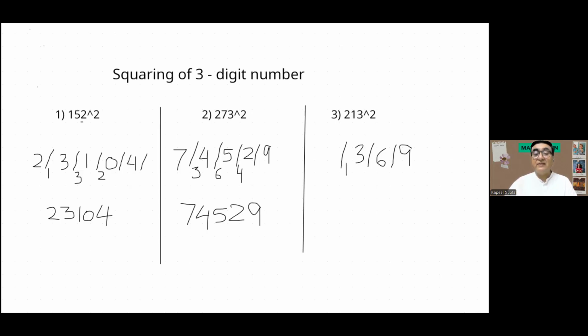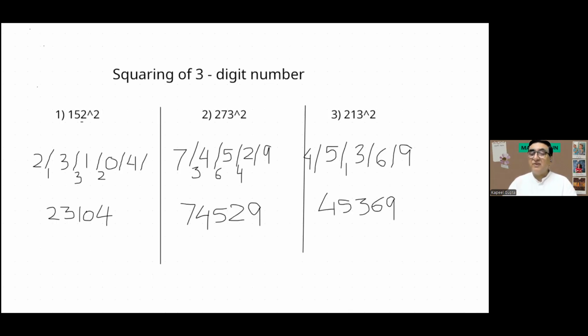Then I have to find the duplex of 21. So that is 2 into 1, 2. Doubling it makes 4. 4 plus 1, 5. Right? And then finally, I'll find the duplex of the last digit 2, that is 4. So my final answer is 4, 5, 3, 6, and 9.